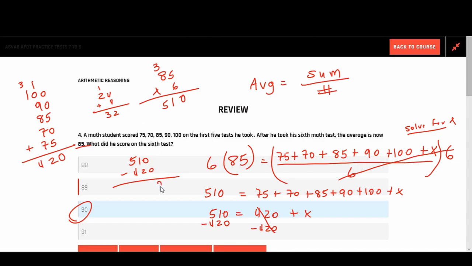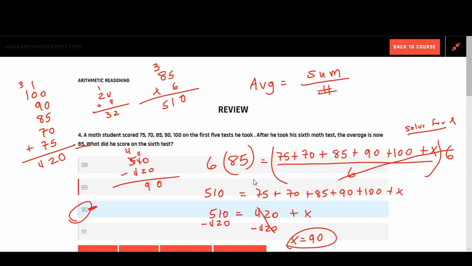0 minus 0 is 0. 1 minus 2 we can't do. We have to borrow. This becomes 4. This becomes 11. 11 minus 2 is 9, and 4 minus 4 is 0. So we can see x equals 90, and so that is the correct answer choice right there. Okay, you will see questions like this on the ASVAB.